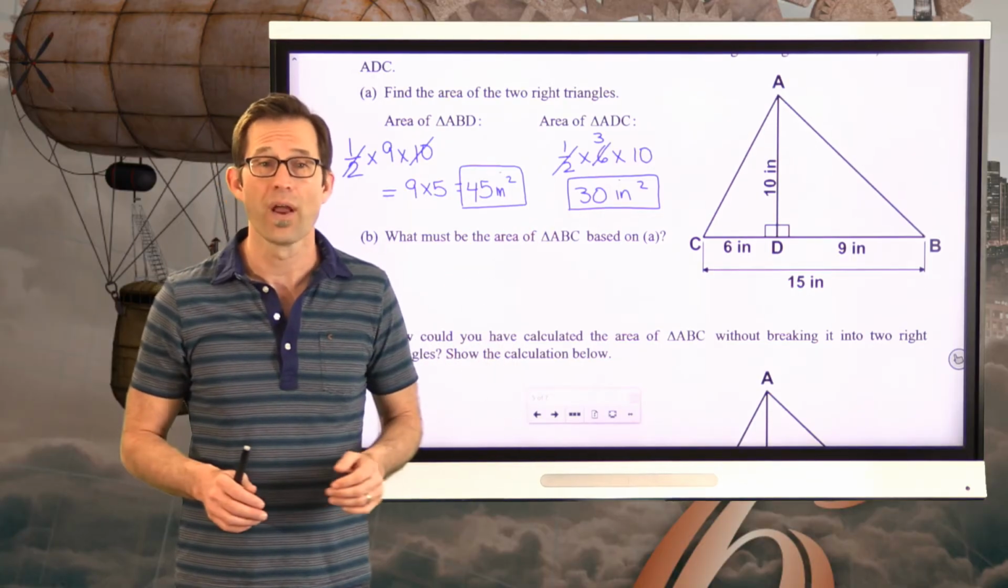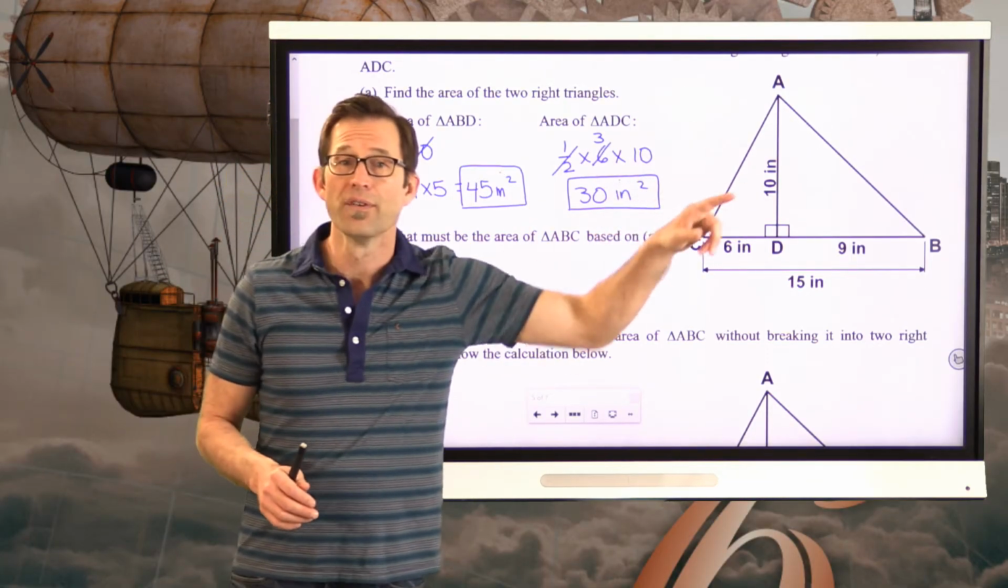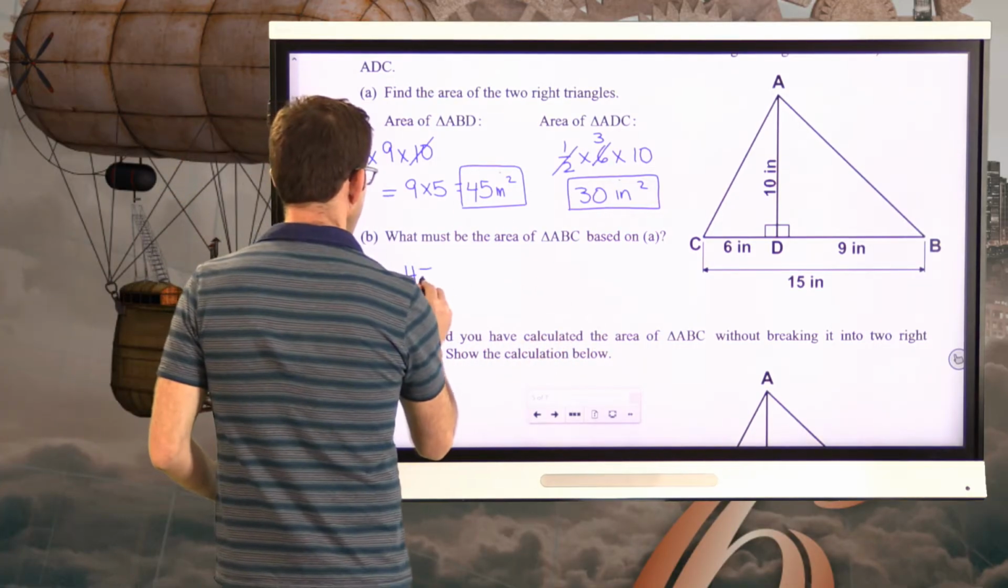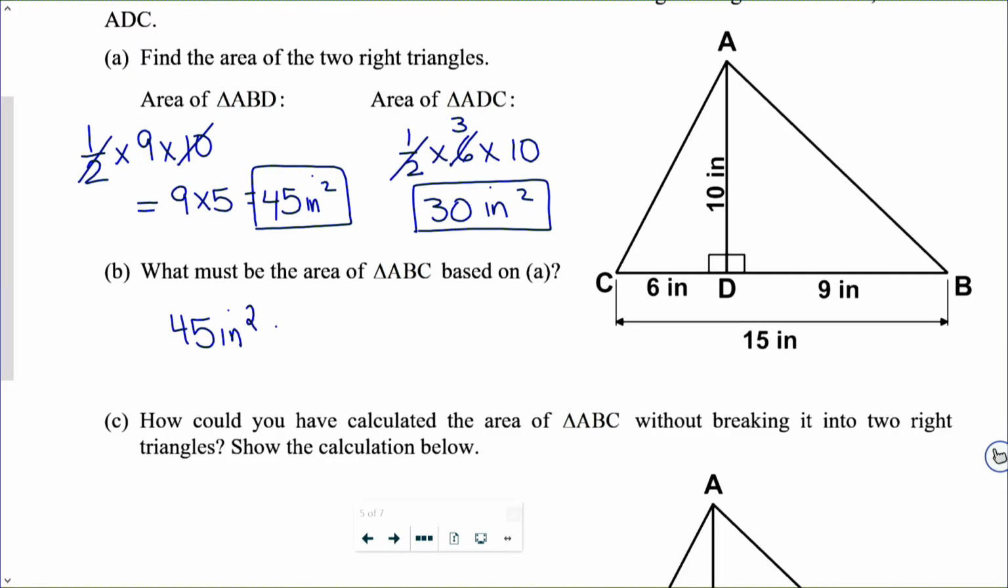And it's the same way with area, right? If I want the area of this overall triangle, I'm just going to take these two, add them together, 45 square inches plus 30 square inches, and that's going to be 75 square inches.